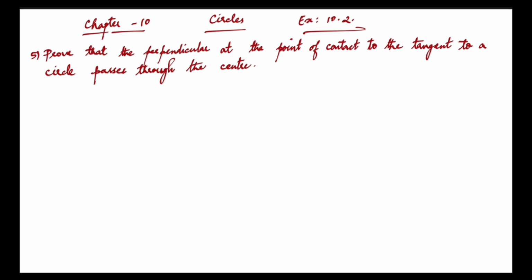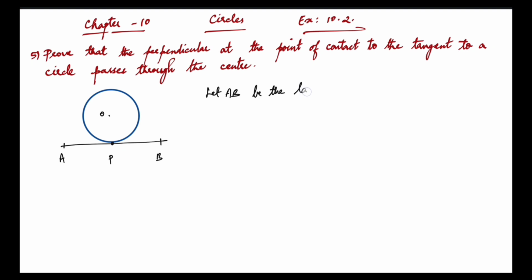First, let us draw a circle. And then let us draw a tangent. This is the center of the circle O. Let this tangent be AB. The point of contact P. Let AB be the tangent. Just draw the radius OP.